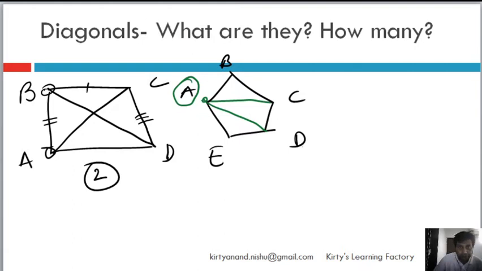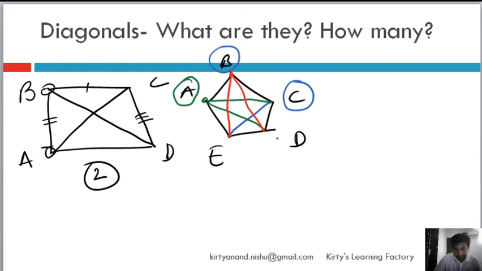Now let me change color and go to point B. From point B, the first diagonal which I will draw will go and join point D. The second which I will draw will go and join point E. Obviously, point A and C are consecutive. So A is done, B is done. Let's come to C. From C, the first diagonal which I will draw will come to point E. The second diagonal which I will draw will come to point A, but I have already drawn that, right? So I have done C.